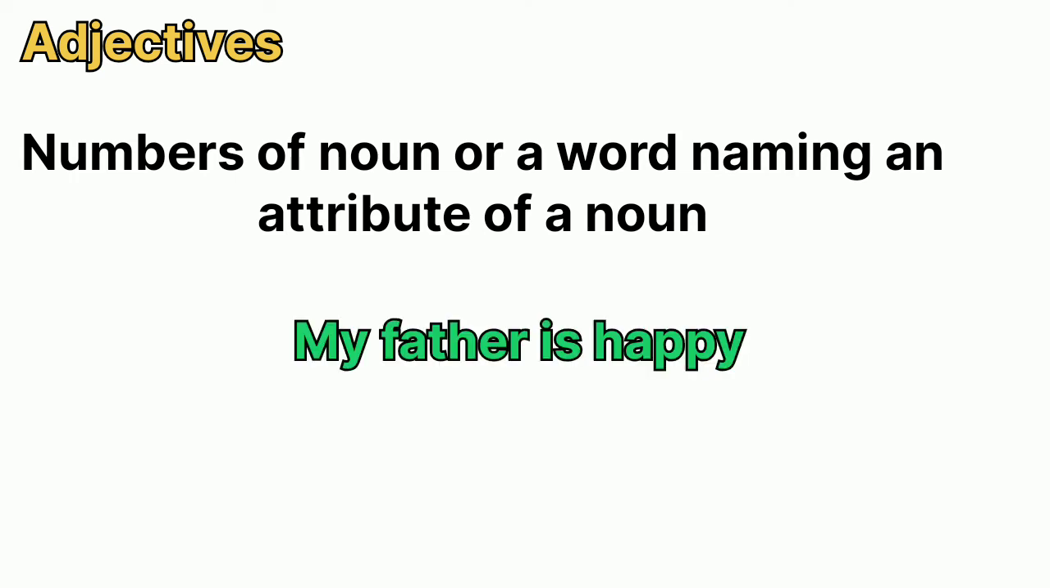Okay, let me make another example. My father is happy. Where is the adjective? Yes, the adjective is happy. It's a level that my father is on. If he was not happy, what would it be? It would be sad. The opposite word of happy is sad. It's not angry, it's sad. That's the opposite word.